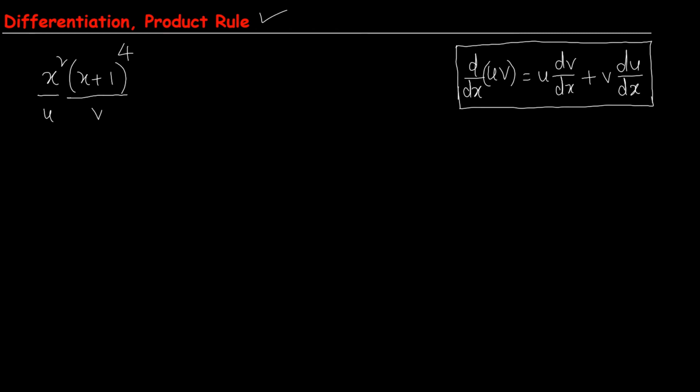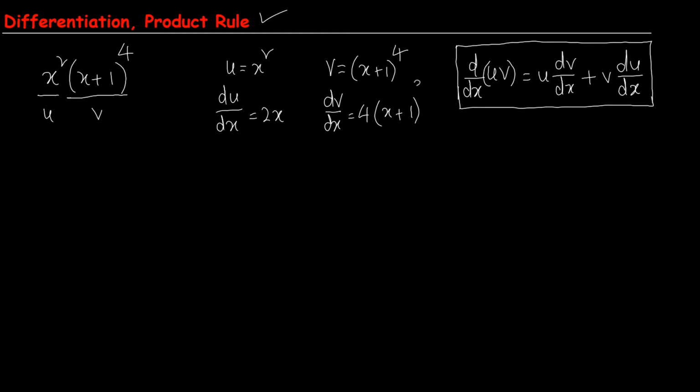Let's start. u is given as x squared, so if we differentiate, du by dx gives us 2x. We learned it before. And the other part, v, is (x plus 1) to the power 4. If we differentiate, dv by dx, we got 4 into, according to the chain rule, (x plus 1) to the power 3. And if we differentiate inside the bracket, we would get 1, so there is no change, so it is only 4 into (x plus 1) to the power 3.